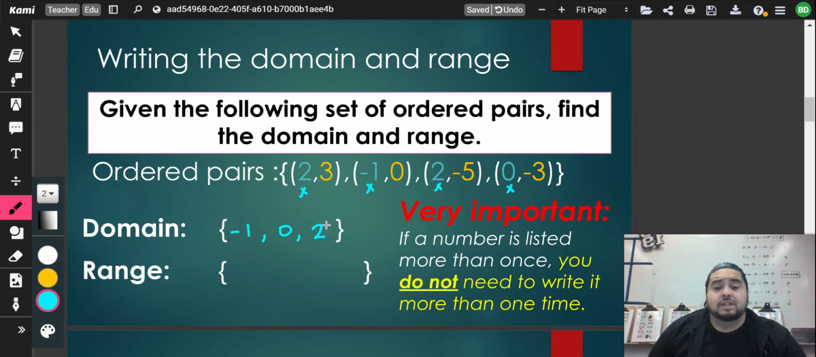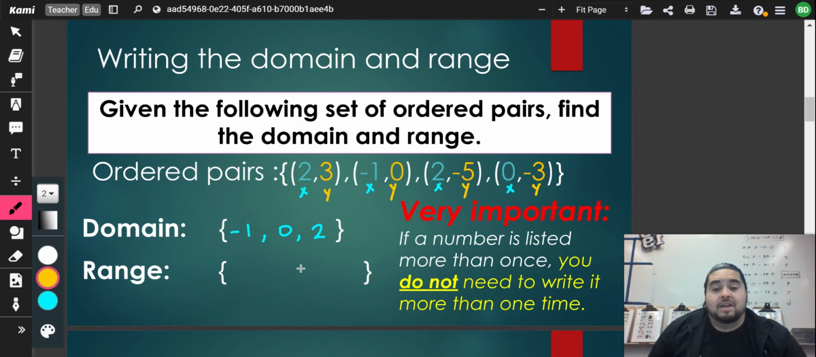Even if there were 7 2s, we would only write one of them down when we're considering domain, because domain is all the possible values for x. And 2 is a possible value, but you don't have to write it multiple times. Range, again, is associated with our y values. So remember, y is the second value in the ordered pair.